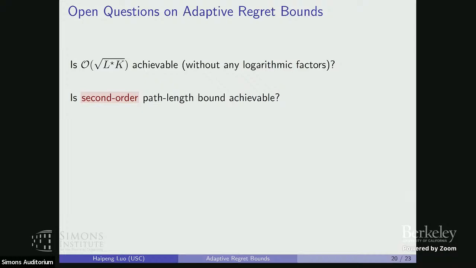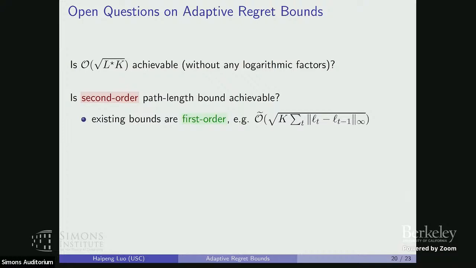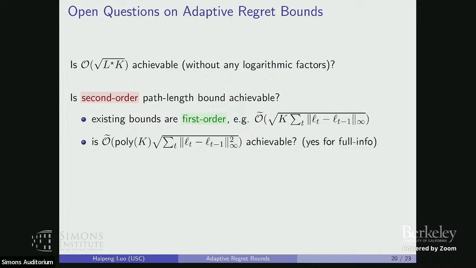Can I get a second order path-length bound? By that, I mean the following. All the bounds I have shown you, something like this, are first order in the sense that there's no square here. A second order path-length bound would be something like this. And I'm asking whether this is obtainable, which is unknown. The answer is yes for full information.